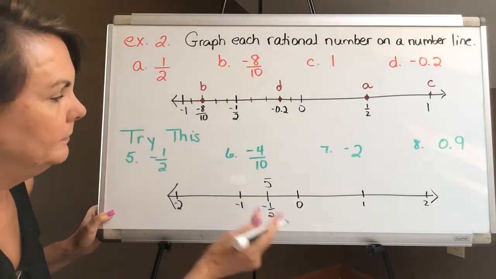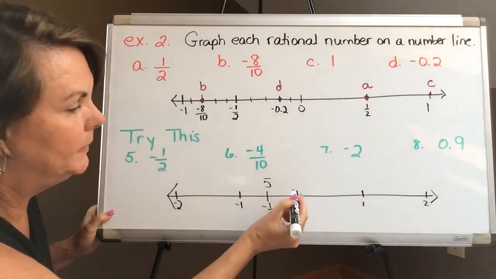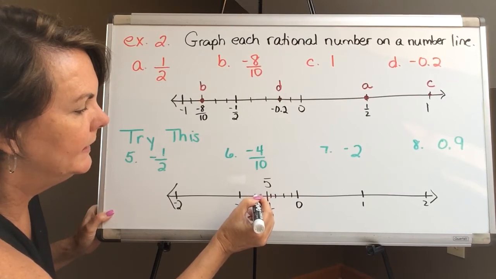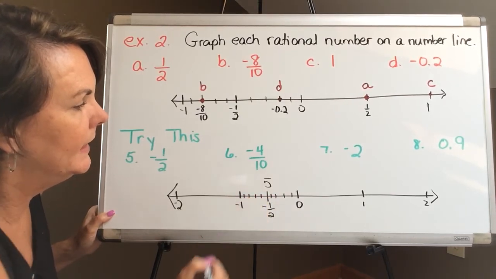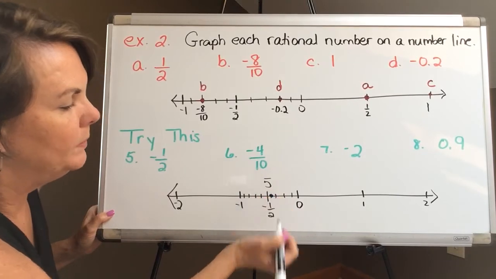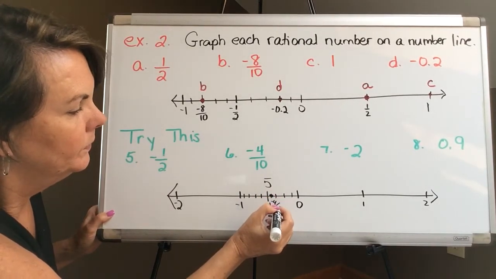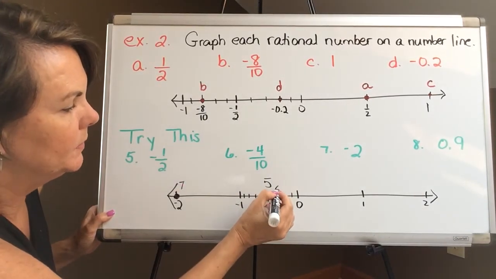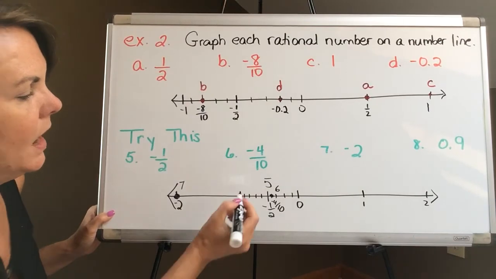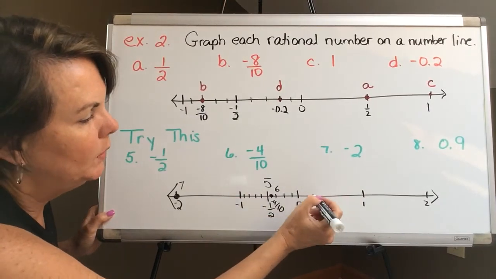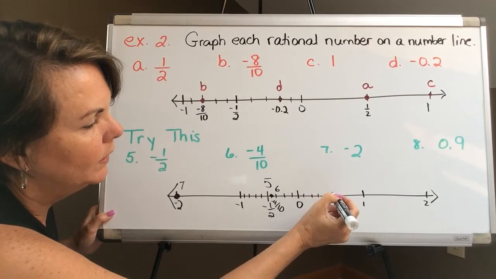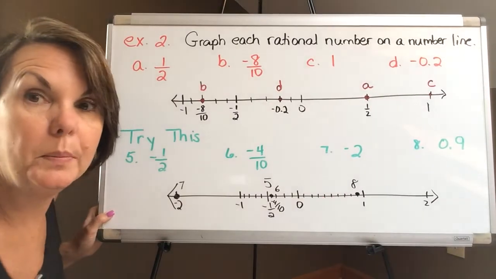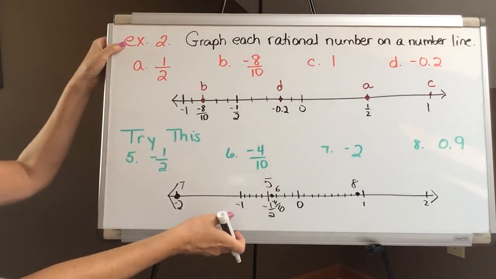-4/10. Well, again, I'm going to break this up into 10 pieces. 1, 2, 3, 4, 5, 6, 7, 8, 9, 10. So -4/10 would be right there. -2 is right there. That's number 7. This was number 6. And +9/10 would be again 1, 2, 3, 4, 5, 6, 7, 8, 9. And a +9/10 would be right there.